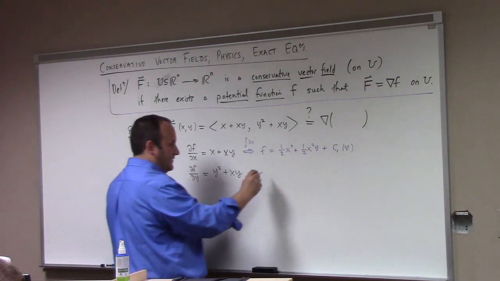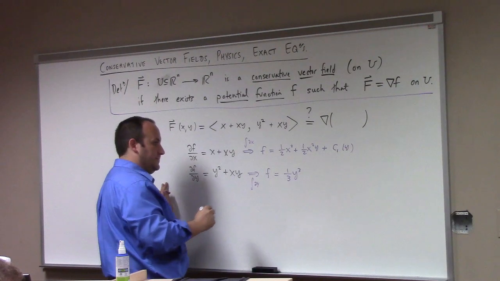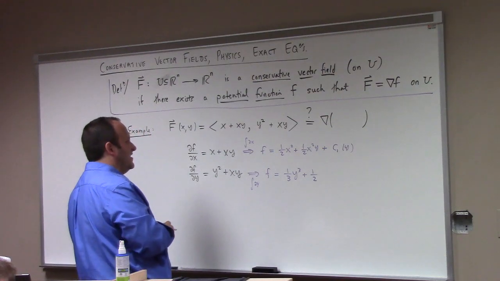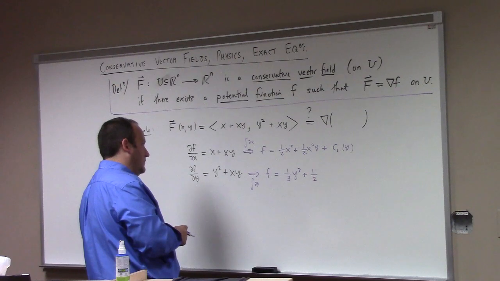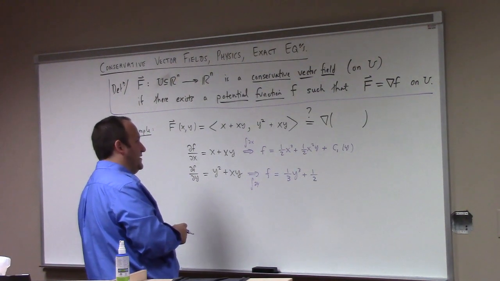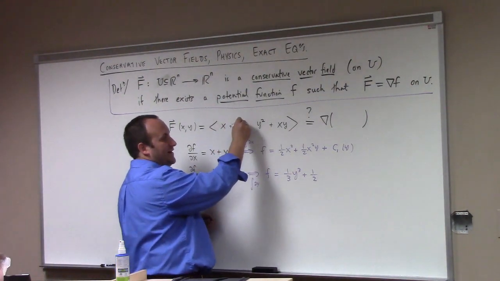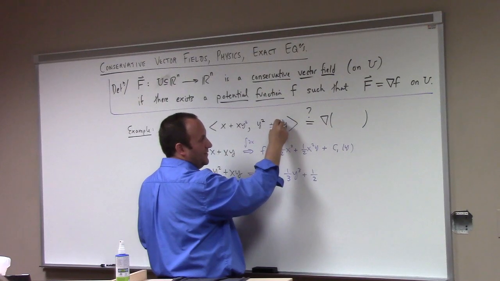Down here, we get f is 1/3 y cubed plus, uh-oh, I think I might have gotten into trouble. All right, I need to fix the original function if you don't mind, so you'll forgive me. This was supposed to be xy squared, and this was supposed to be x squared y.